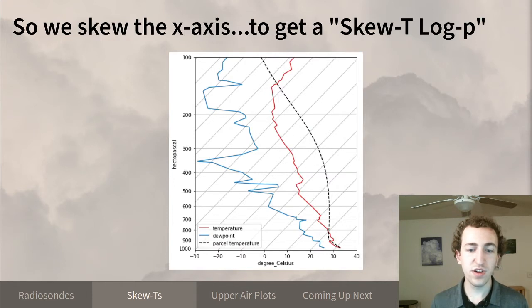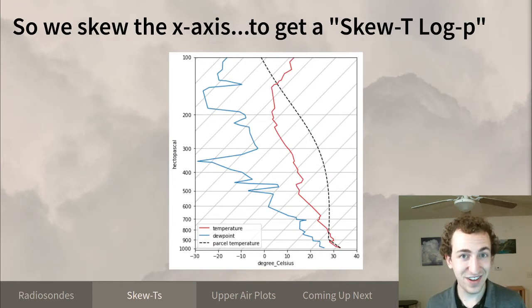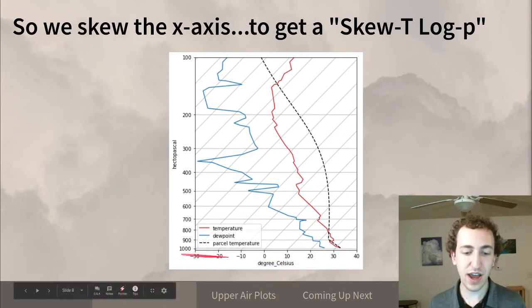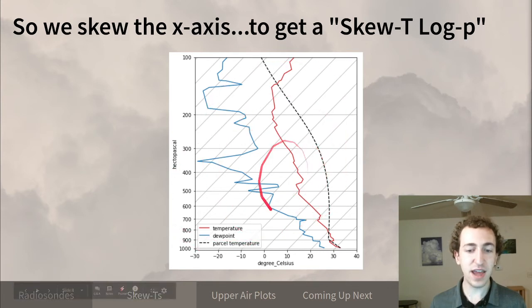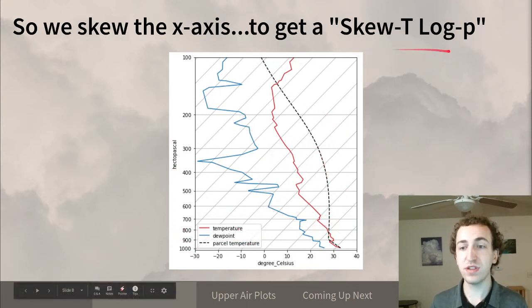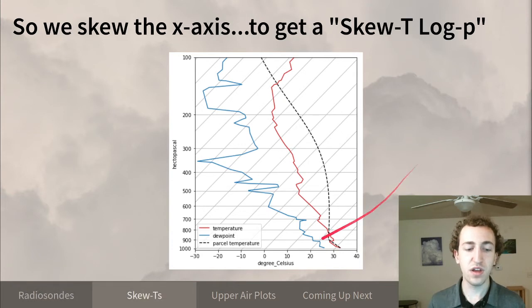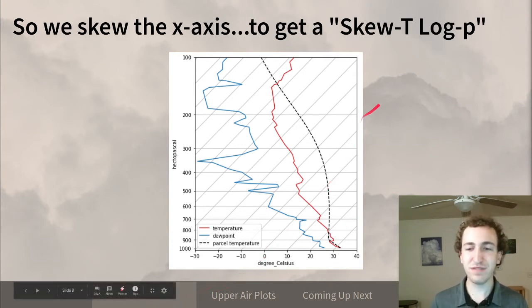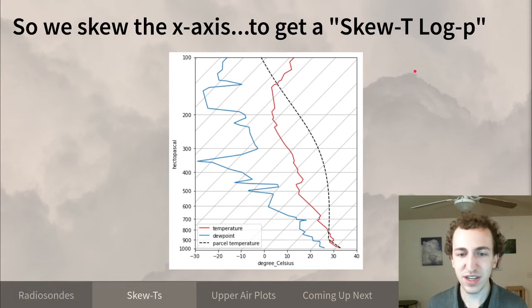So we do a little trick. We skew the x-axis, our temperature axis over here, to get a Skew-T: a skewed temperature axis, log P, because we have a log pressure scale. So that's the name of this general chart, a Skew-T log P chart. Since we use these all the time in meteorology, we are lazy and just say Skew-Ts. But this is generally what they are.